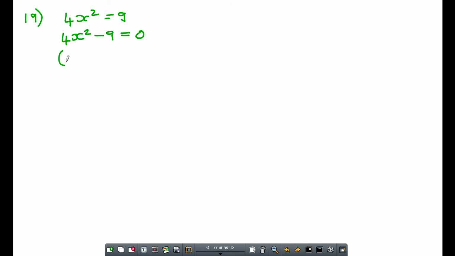So, my pen's not writing nicely now. 2x minus 3 and 2x plus 3. Remember, you could have swapped those two around. It doesn't matter. It's the same thing.